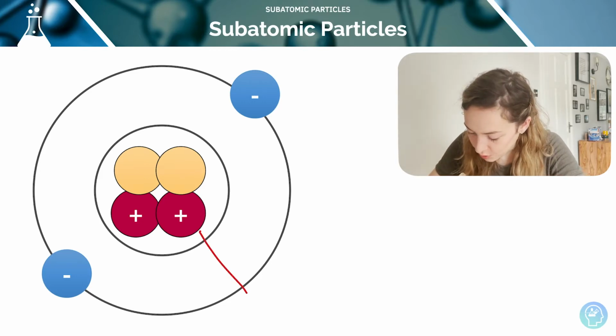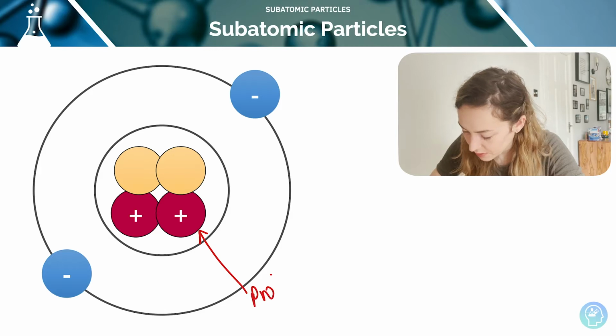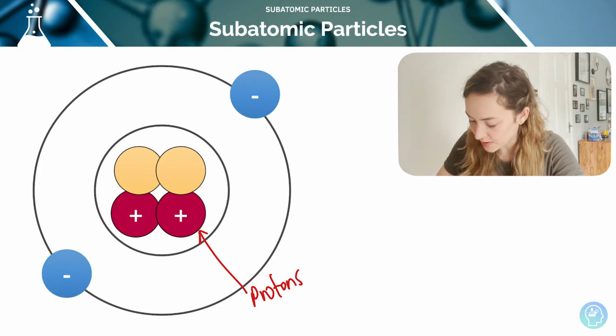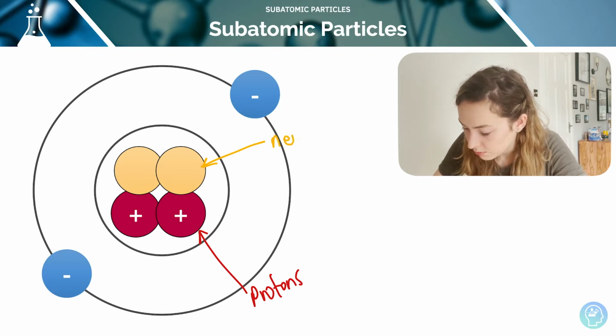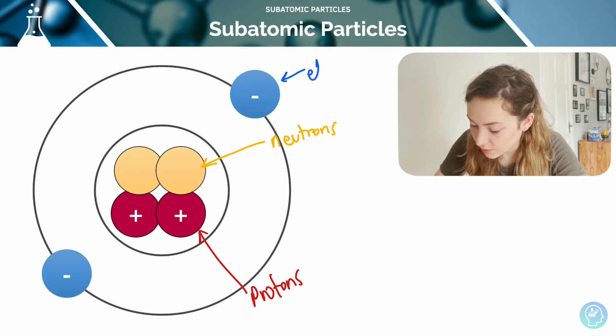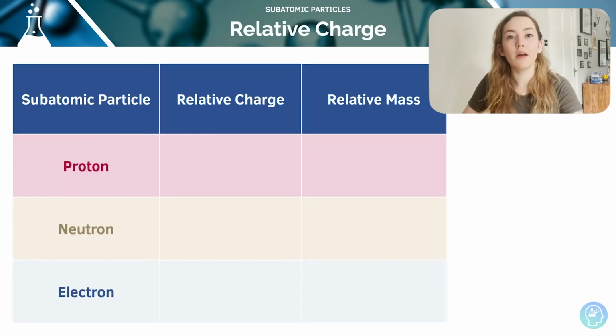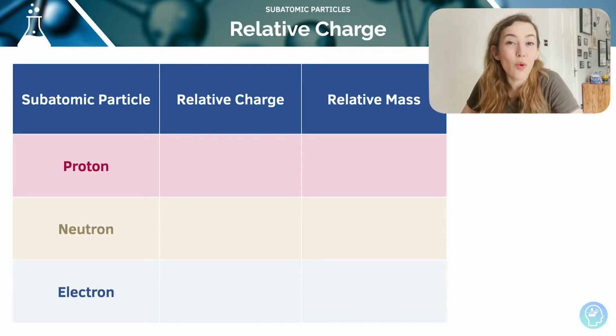Protons are quite easy to remember: P for positive. We've got protons, which are the red ones there. We've got neutrons, which are neutral, and then we've got our electrons, and that's what makes up our atom. From GCSE you will already know some information about these subatomic particles.